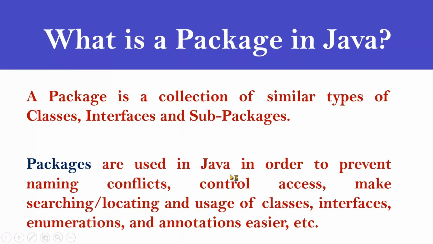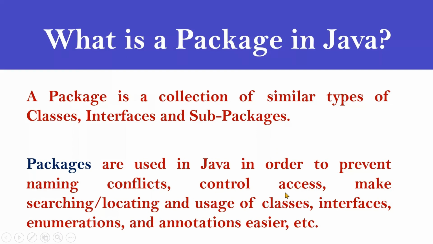Packages are used in Java in order to prevent naming conflicts. That means if two classes are holding the same name, then there is a problem. So I need to overcome the naming conflict. So we keep the same names in different packages. Then I just need to prefix the package name for the particular class or interface, and I can identify that this class is from so and so package. So I prefix the package name, and I can see that the naming conflict is removed.